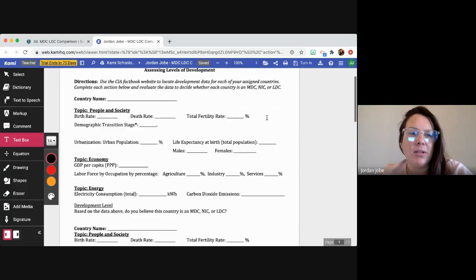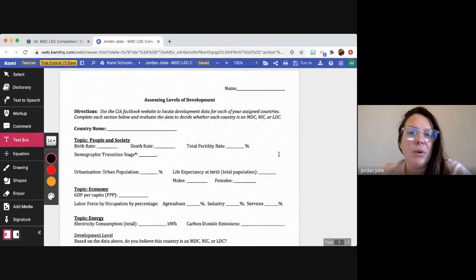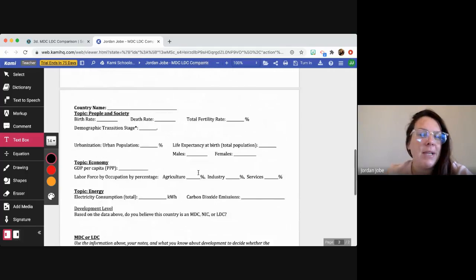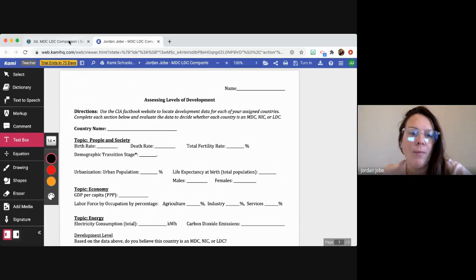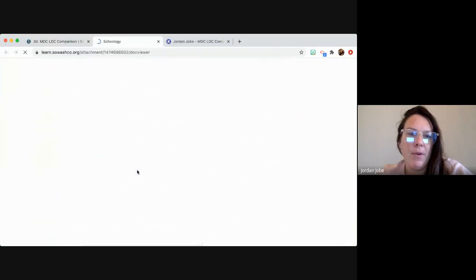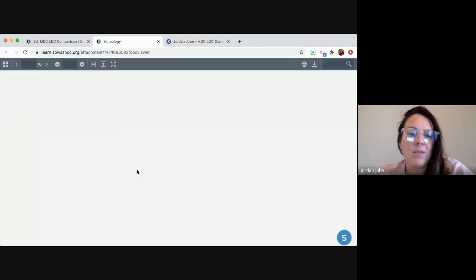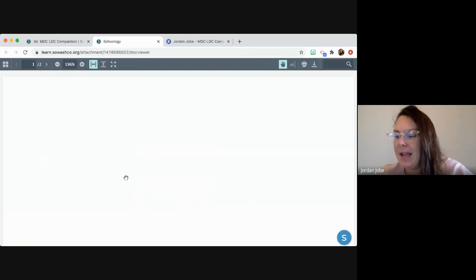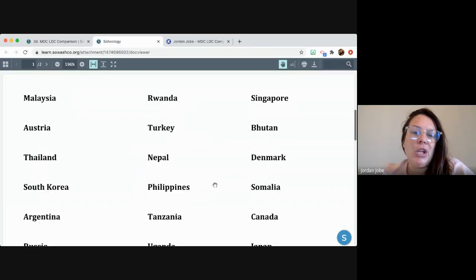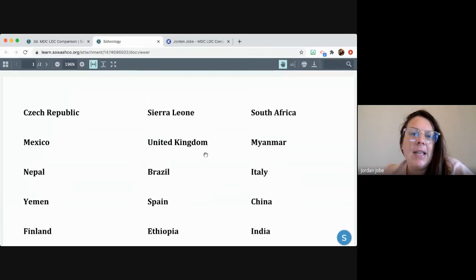Okay, this is what the assignment looks like. What you're going to do is research 3 different countries and try to determine, are these countries MDC, LDC, or NIC? Here is the country list that you are going to choose from. Look through this list and pick out 2 countries, one that you think is an NIC and one an LDC, because we are going to pick a country that we think is an MDC and do that one together.